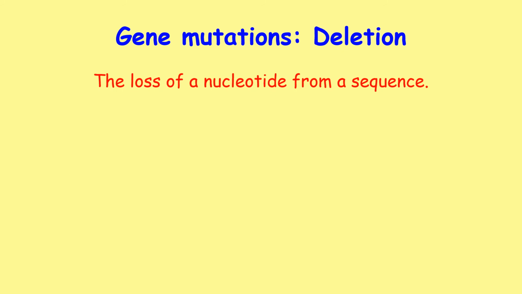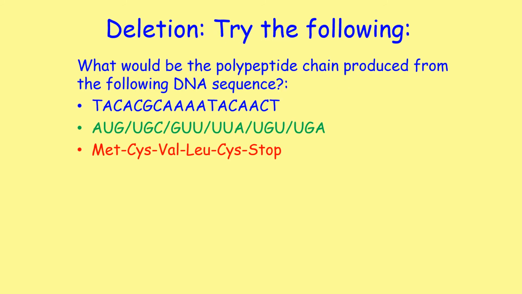Now the next gene mutation that we're going to take a look at is a deletion mutation. Within a deletion mutation, we will have the loss of a nucleotide from a sequence. So again, we're going to take a look at what effect this has on the polypeptide chain that's produced. Still working with the same normal DNA sequence, where the polypeptide chain produced is methionine, cysteine, valine, leucine, cysteine, and stop.